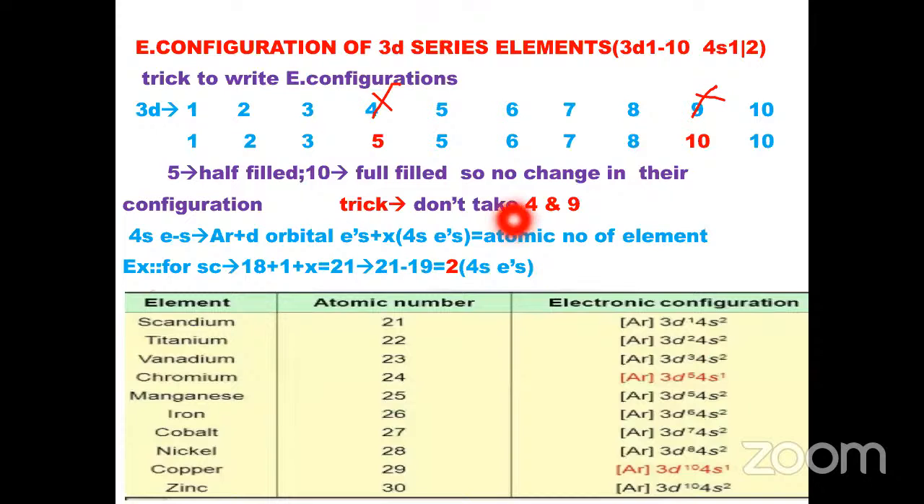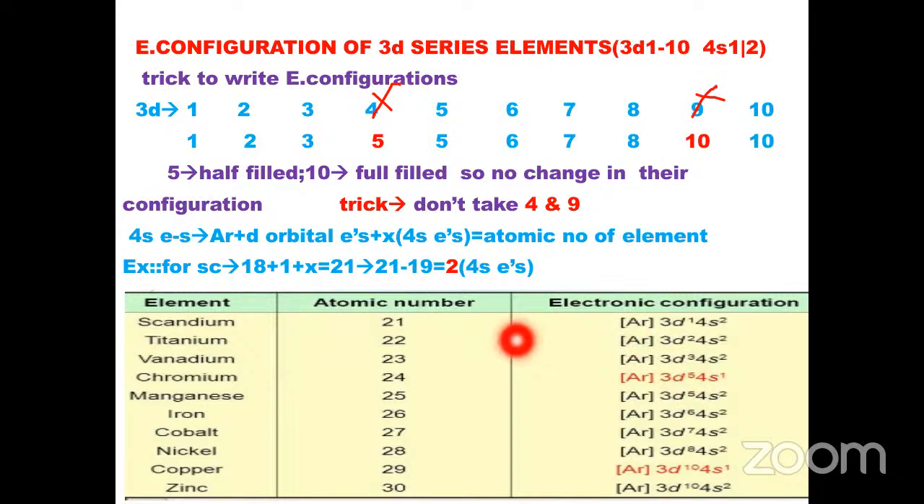Here, the electronic configurations of 3D series elements. The general electronic configuration of 3D series elements is 3d1 to 10 and 4s1 or 2 electrons. Okay, these are the elements of 3D series. These are the atomic numbers of these corresponding elements. What are the elements of the series? These are scandium, titanium, vanadium, chromium, manganese, iron, cobalt, nickel, copper, and zinc. Okay, these are electronic configurations of these elements.